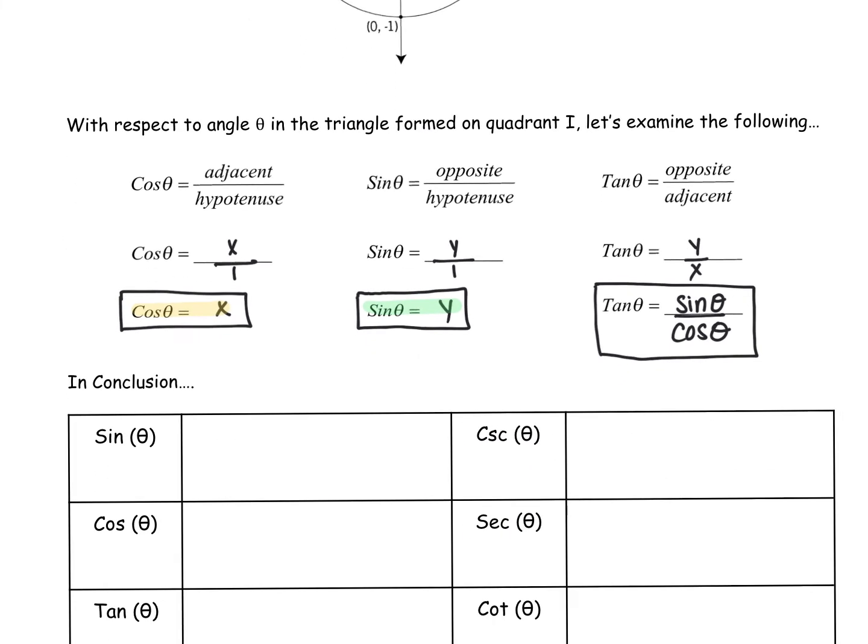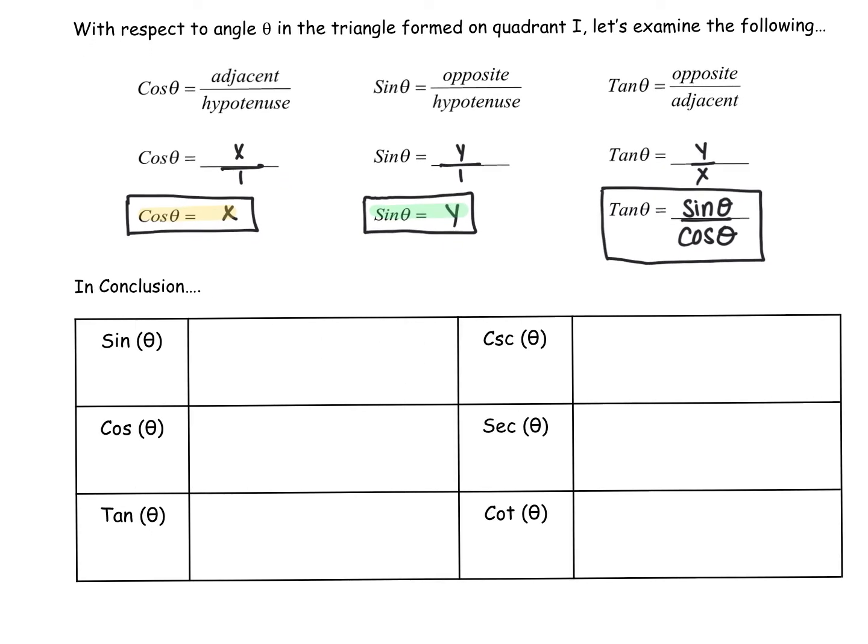So let's conclude all this out now. So we've just concluded that sine is our y value, cosine is my x value, tangent is the y over x, or in other words, sine of theta over cosine of theta.